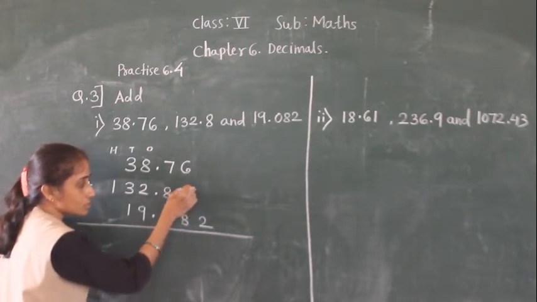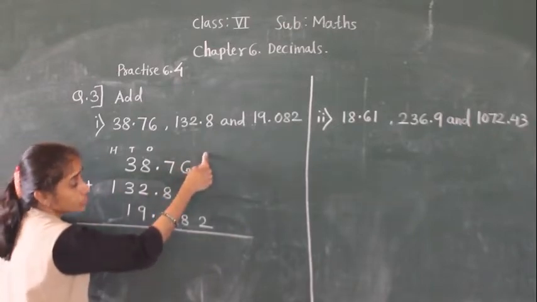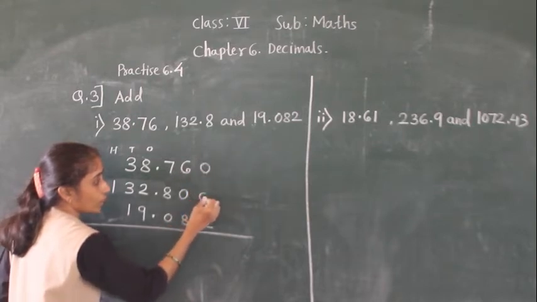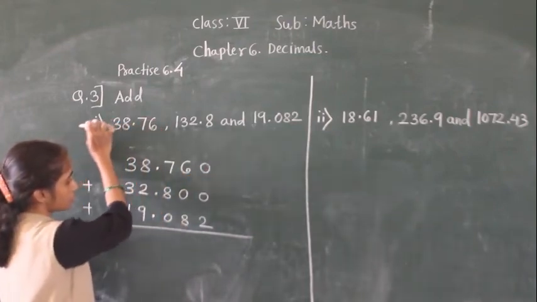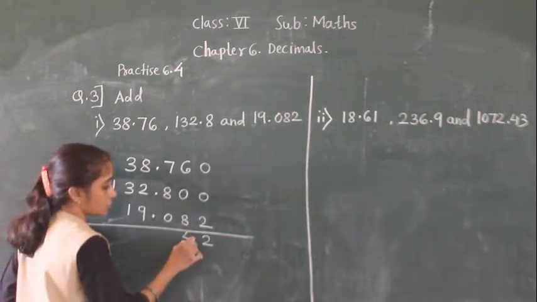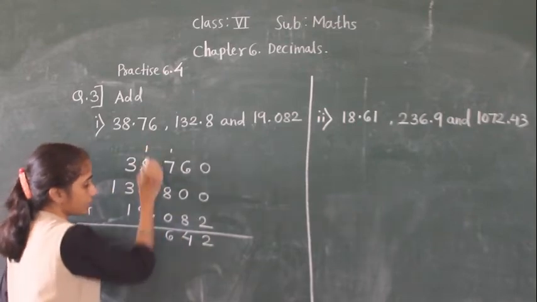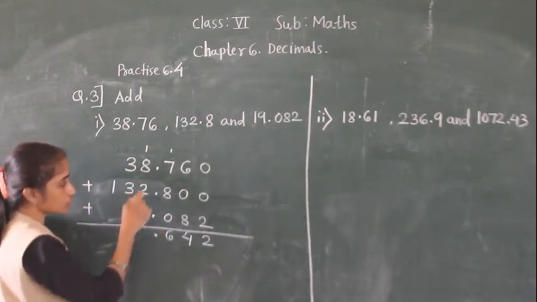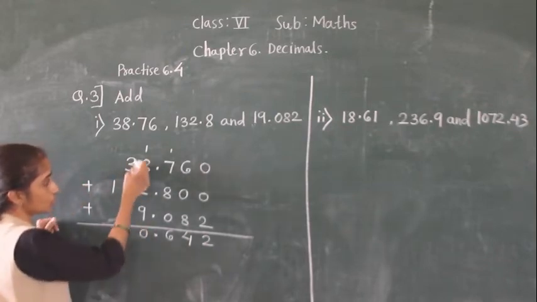Here no need to write any number because here words carry. Now here see, the decimal part which we have completed. So give your decimal point. Okay, so now 9 plus 2, 11. 11 plus 8, 19. 19 plus 1, 20. So 0 will come here, and 2 is carry.